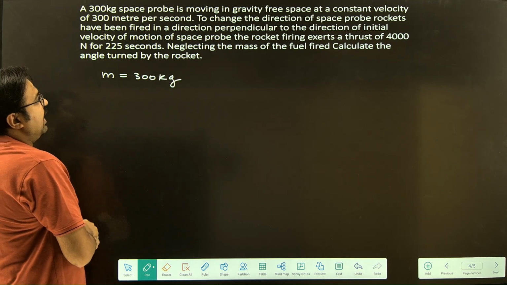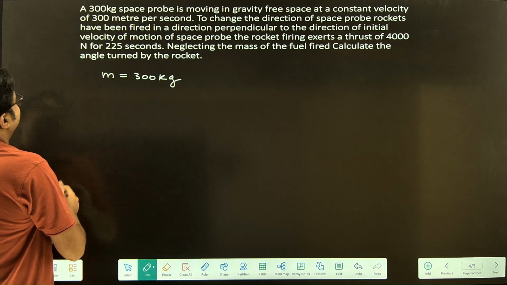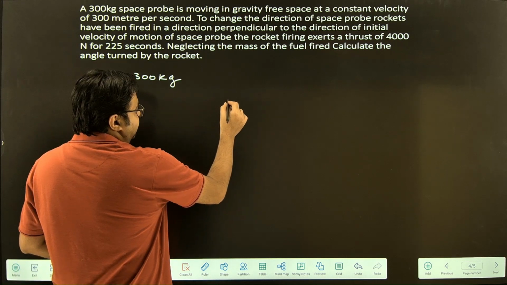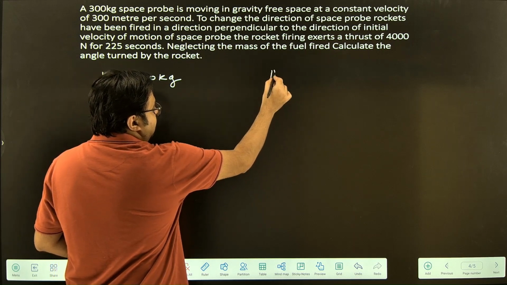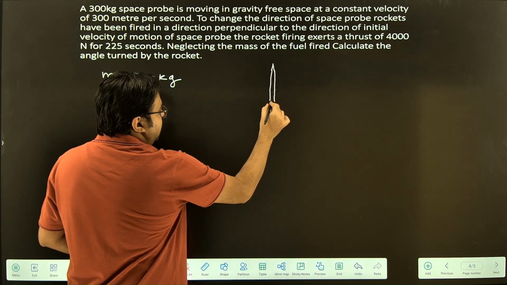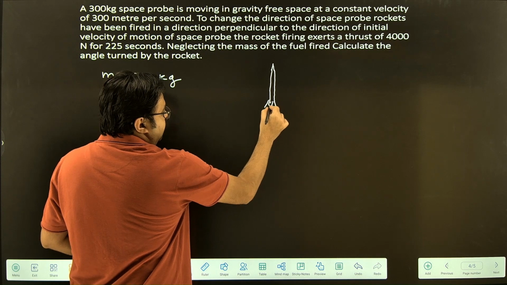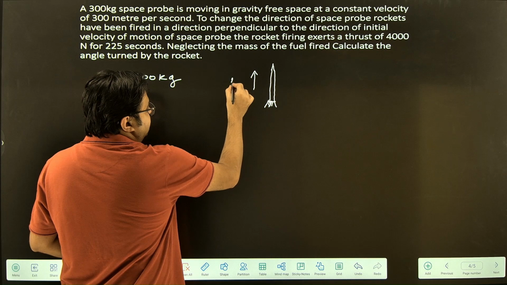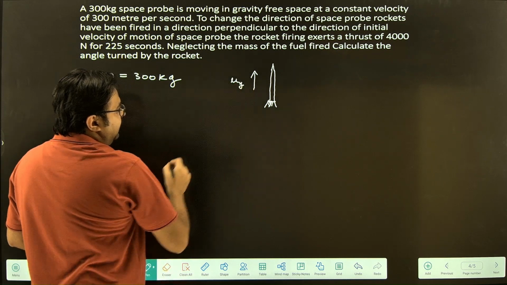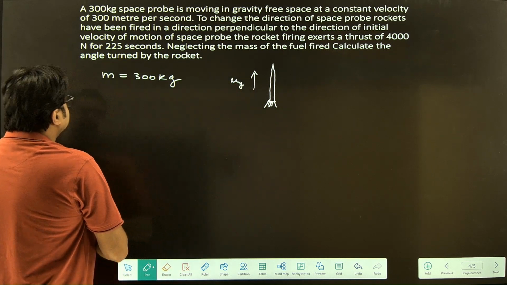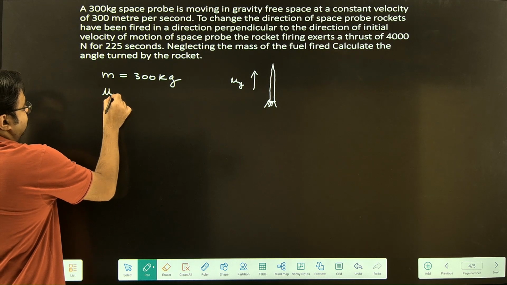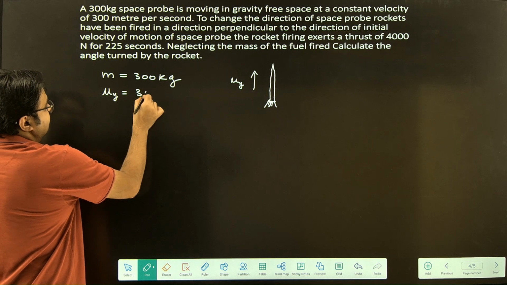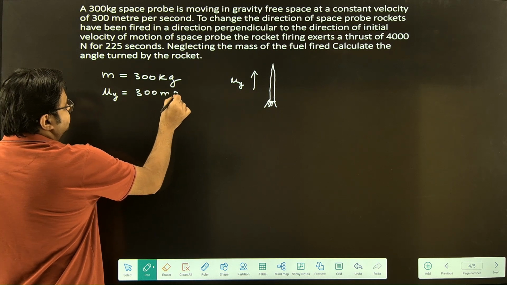Is moving in gravity-free space at a constant velocity of 300 meter per second. So I have a rocket here. The rocket is moving with a constant velocity, let's say uy. It's moving along the y-axis, so I shall write it as uy with a speed of 300 meter per second.